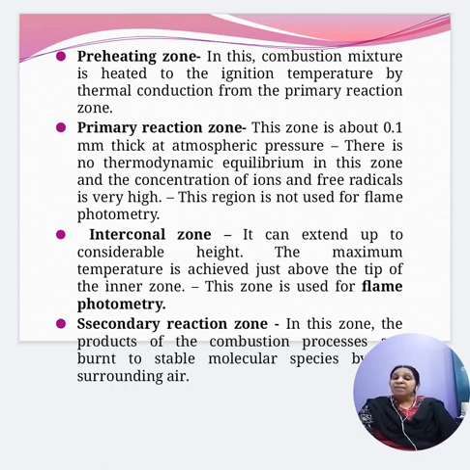Then the most important zone is the interconal zone. It can extend up to considerable height. The maximum temperature is achieved just above the tip of the inner zone, which is your interconal zone. This zone is used for flame photometry, because the maximum temperature is achieved here.